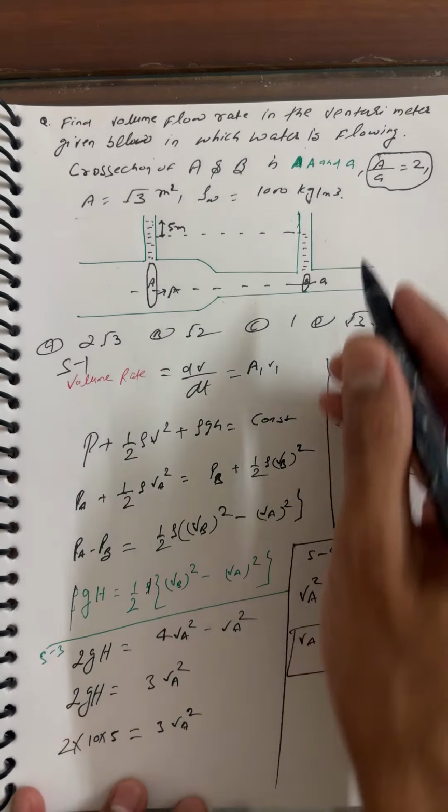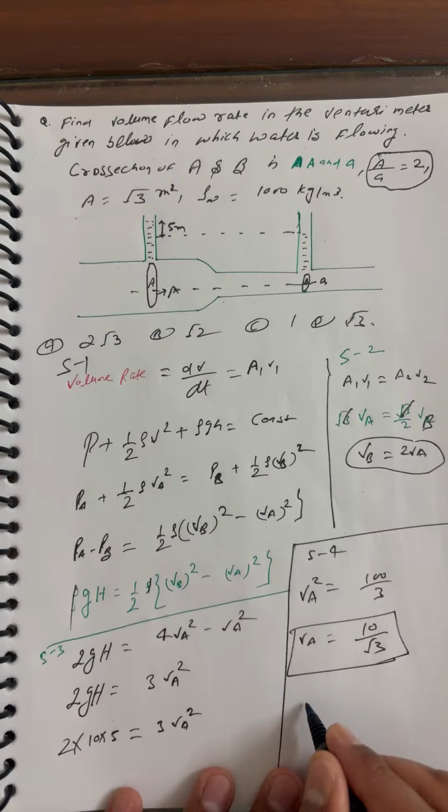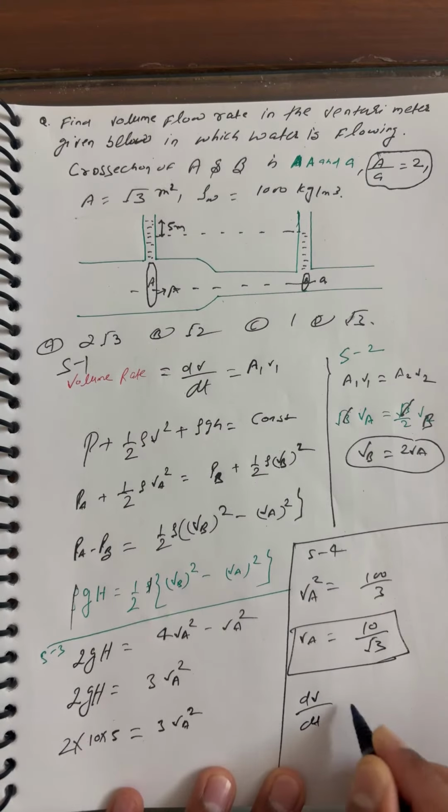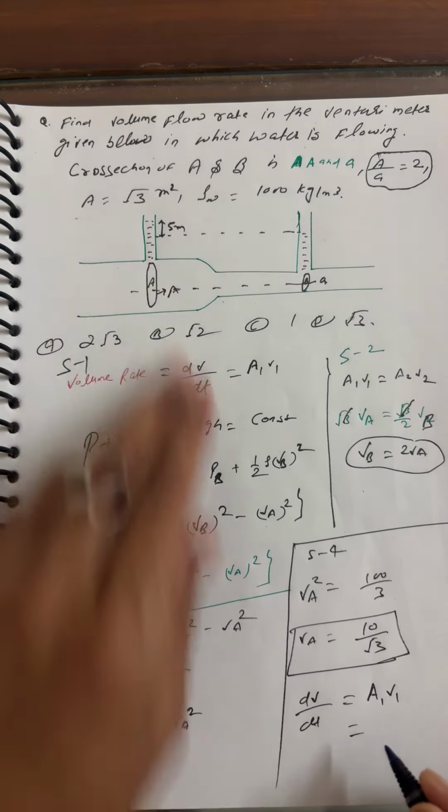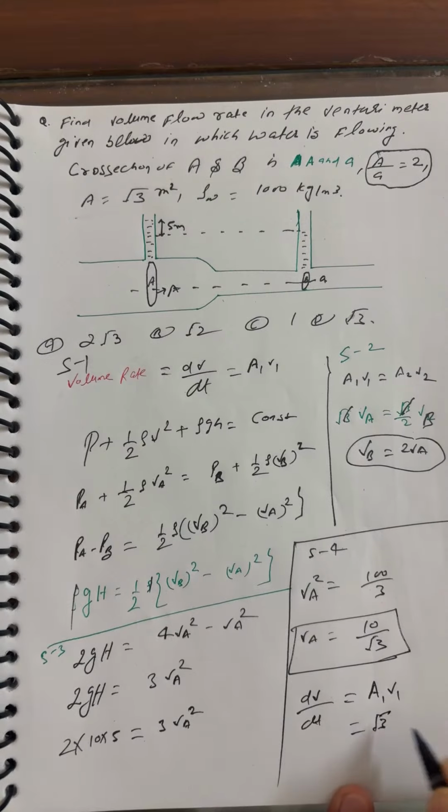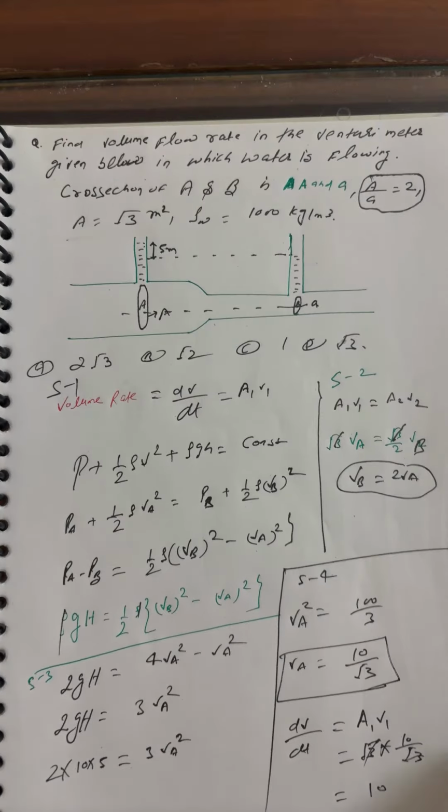We wish to find basically the volume rate. So this is dV by dt. Simple, I can say area A1 and this is V1. V1 we got. What is area A1? This is root 3, and this is 10 by root 3. Cancel which. So you will get the volume rate is nothing but 10. This is 10. Right.